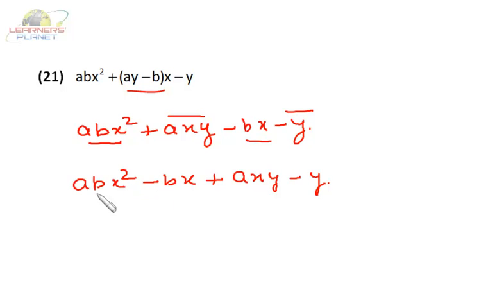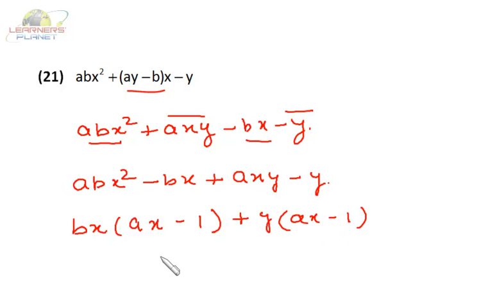Now from these two, b is common and x is common. Now abx square divided by bx, we will be getting ax. Then bx divided by bx, we will be getting 1. From these two, y is common. Then we are left with ax minus 1. So finally it is ax minus 1, bx plus y. Isn't it quite easy?